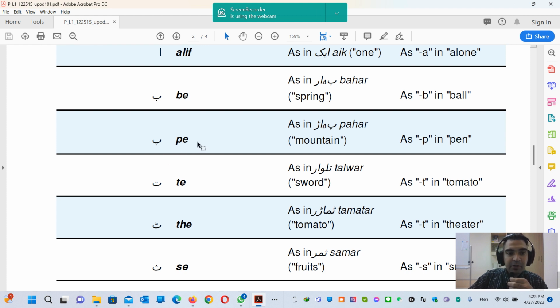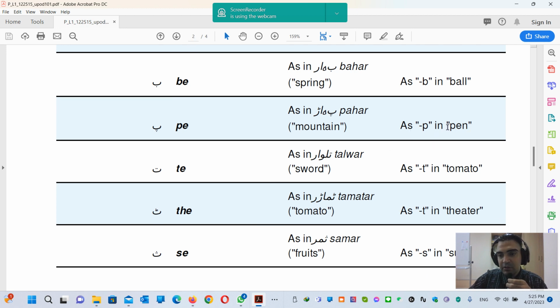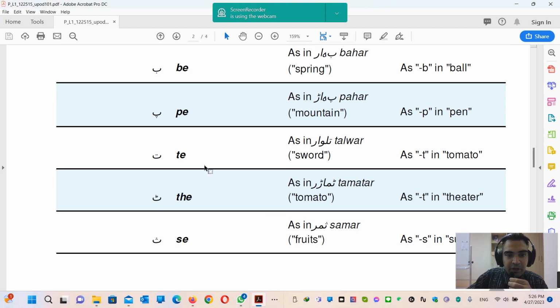Then we have the third letter, Pe, as in the word Pahad in Urdu, which means mountain, as P in pen in English, where the initial sound is similar in pronunciation. That is why we try to use such examples. So the third is Pe. First one was Alif. Second one was Be. Third is Pe. These are some pronunciations of the alphabets of the Urdu language.